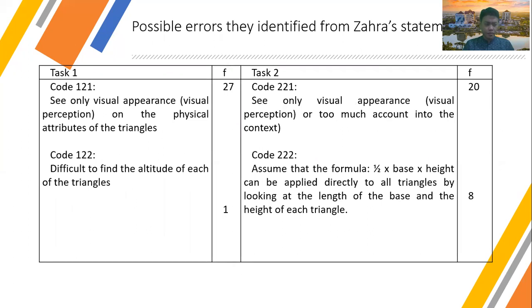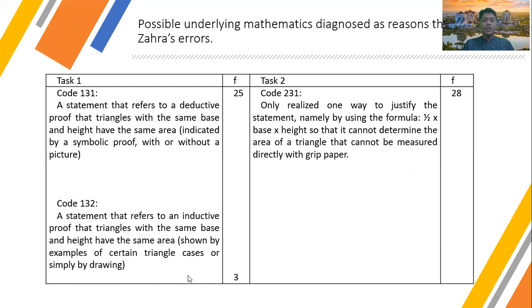And then, about the possible errors they identified from Zahra's statement, we can see that this table indicates that most participants tend to explain that errors might occur due to the use of irrelevant visual analysis. This can be seen from an example describing possible errors caused by taking the visual information too much into account, so that no mathematical reasons are provided to explain the phenomena of beam lighting on the corridor, as we see in the task.